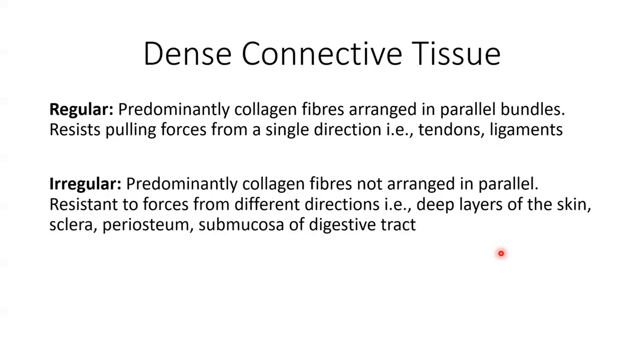Our irregular dense connective tissue is also made up predominantly of collagen fibres, but this time not arranged in parallel. Because it's not in parallel, unlike our regular dense connective tissue, it is resistant to forces from different directions. So think the deep layers of our skin, the sclera, which is the white of the eye, the periosteum, which is the outer layer of our bone, and the submucosa, which is just a layer of our digestive tract. So all of those different types of tissue are going to need to withstand force from lots of different directions.